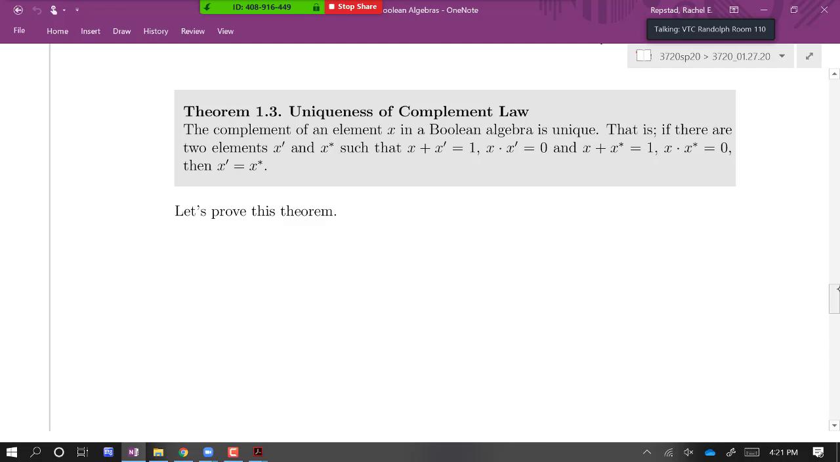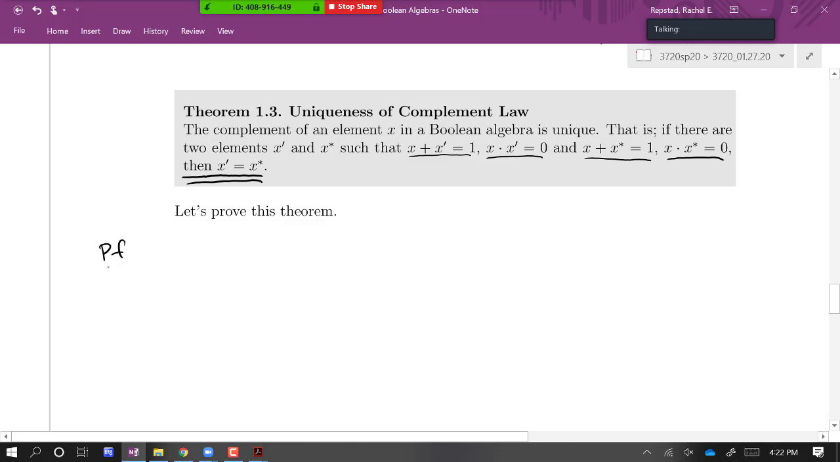And another way of saying that the complement is unique is that we suppose there are two complements. So in this theorem, I'm calling them x prime and x star. If they're both complements, then they both have to satisfy the complement laws, right? We're going to show that if we have two elements that serve as complements, then in fact, they're the same element to begin with. That's how we show that something's unique.